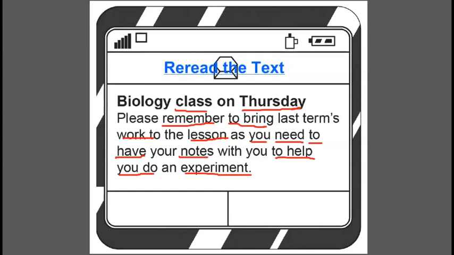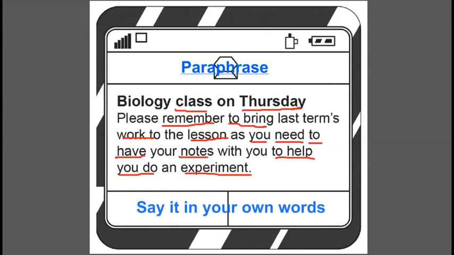Let's reread the text. Biology class on Thursday. Please remember to bring last term's notes to the lesson, as you need to have your notes with you if you do an experiment. Let's do the paraphrasing. You will need your notes for class on Thursday to do an experiment.